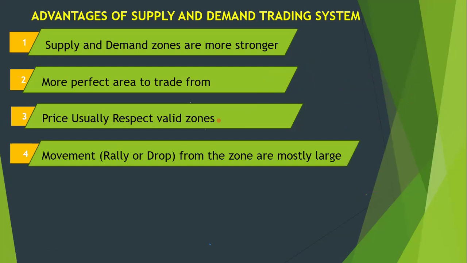Movement from the zones is mostly large. So whenever we put up our zone, say a supply zone, anytime the market comes into it, a lot of the time it usually becomes a large drop. And in advance, if this movement is not going to be large, we will know in advance that as soon as price tests this supply zone, the drop is not going to last long. We know that in advance.